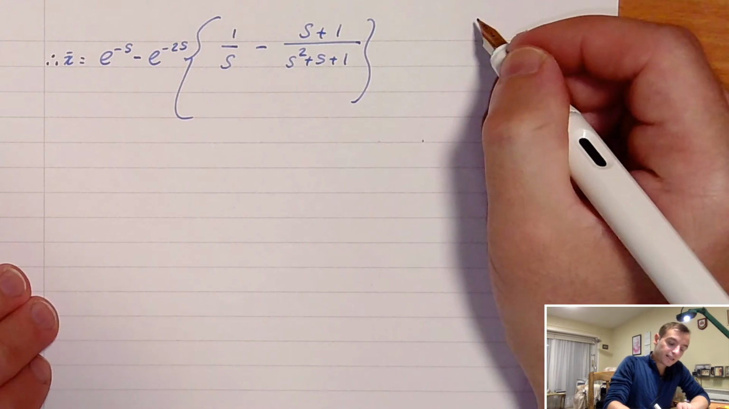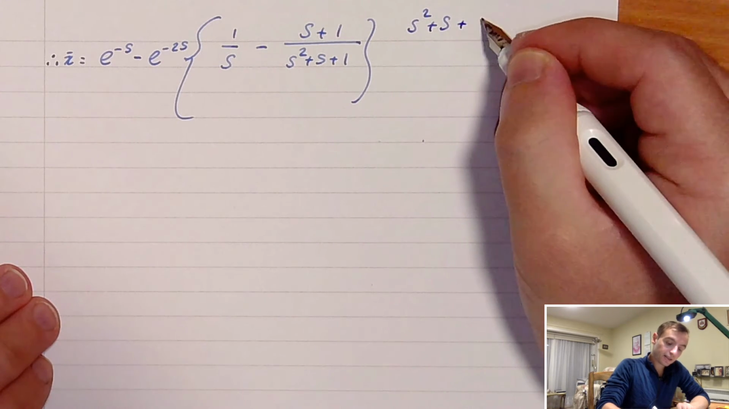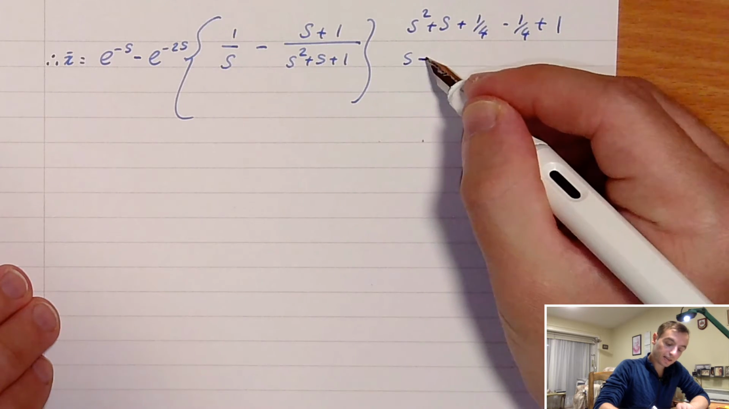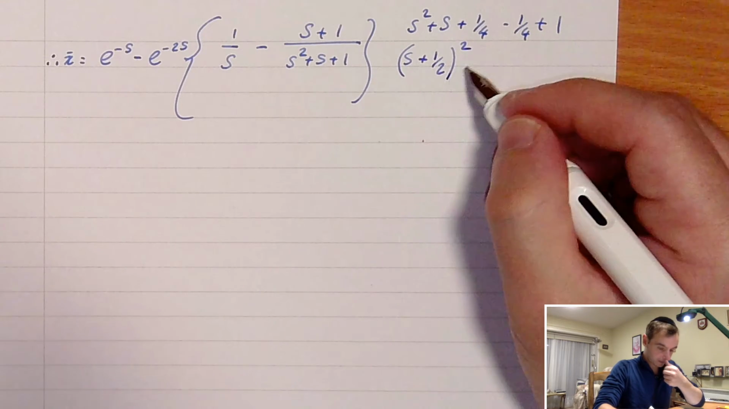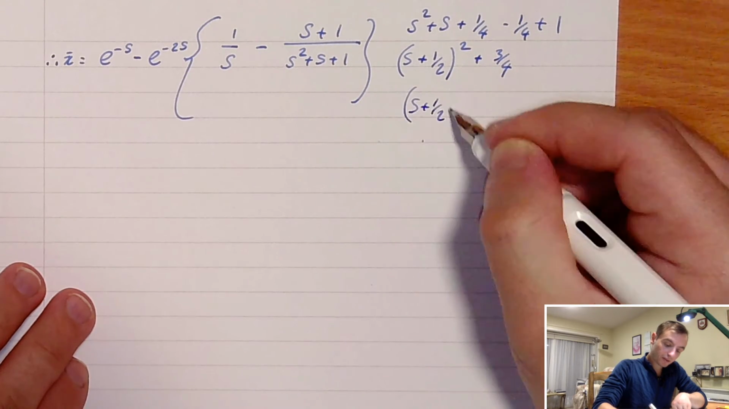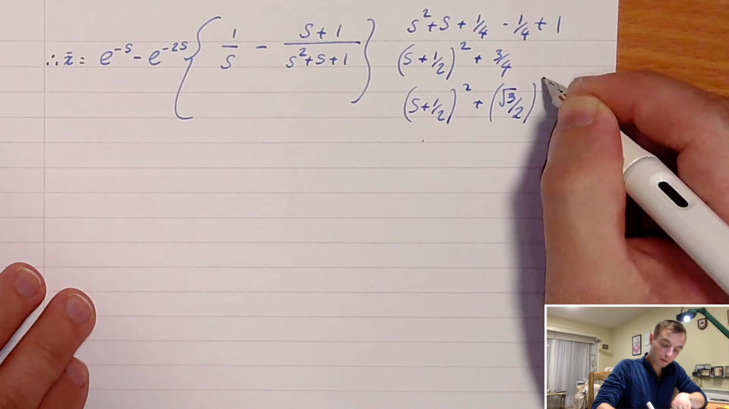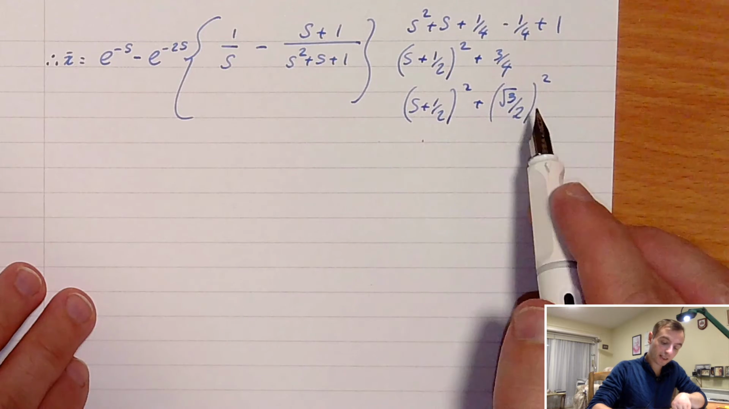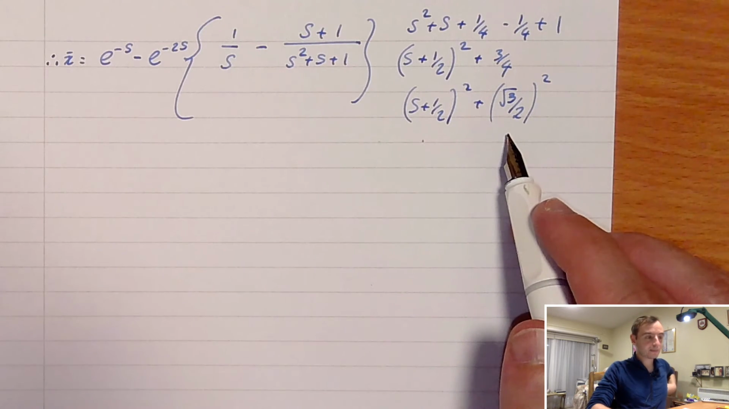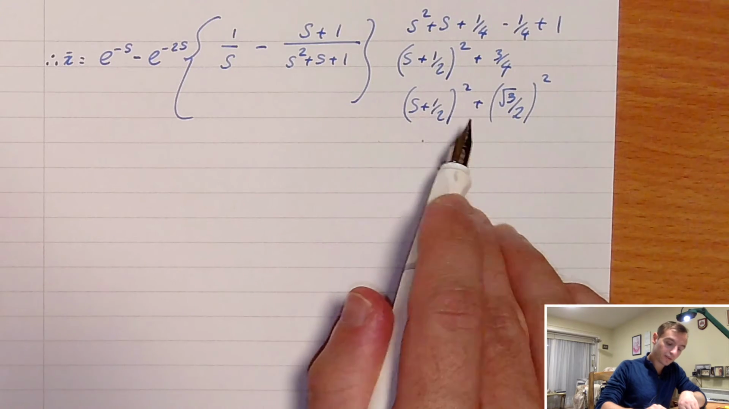So what we can do is complete the square by doing s squared plus s plus 1/4 minus 1/4 plus 1. So that's going to go to s plus a half squared plus 3/4. Or we can say s plus a half squared plus root 3 on 2 squared. It's exactly the same thing. The reason why I did that is because I want to get this into a form that I can recognize. A lot of the trig identities for Laplace forward and reverse transforms are going to be in s squared plus a squared, so that's always a good idea.